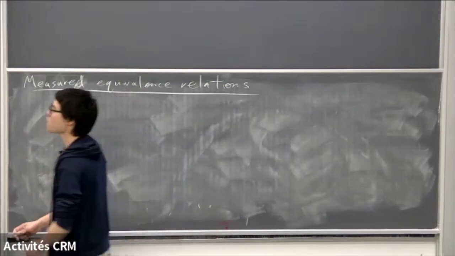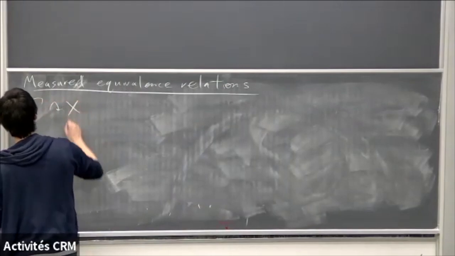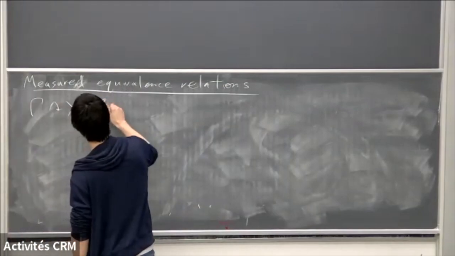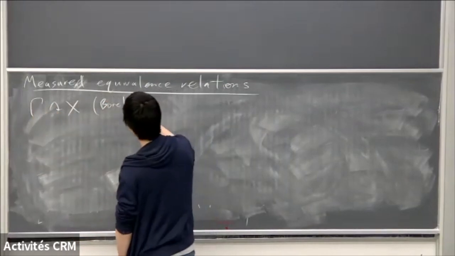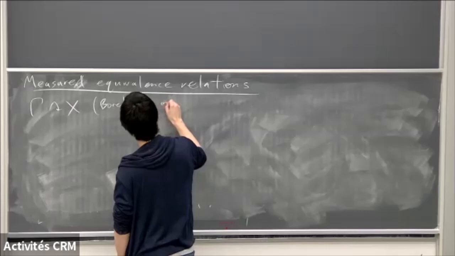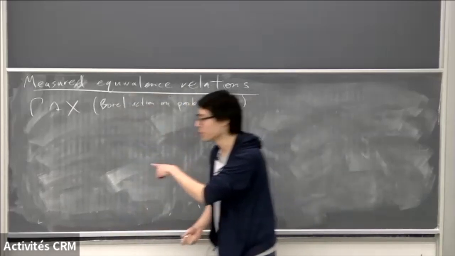Okay, so here's one thing you can do. Let's say you have an action. As always, it's a Borel action, where gamma stands for some countable group. So it's a Borel action on a probability space. Given any action, you can make what's called the orbit equivalence relation.